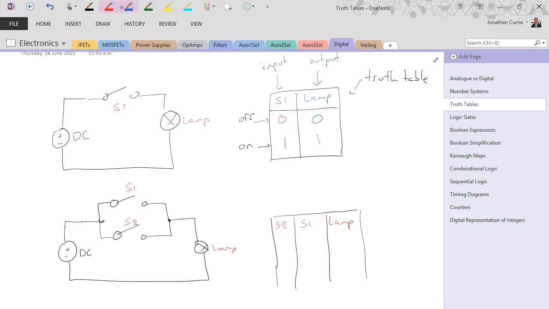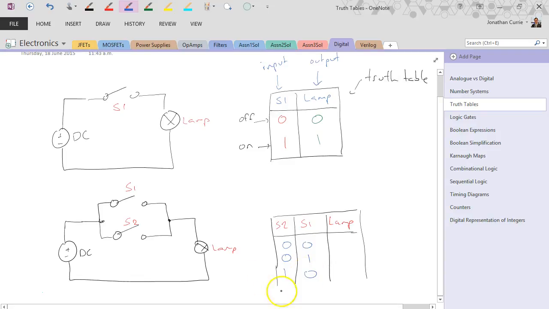Using binary, once again, we can write down all the possibilities of these switches being open and closed. It's easy for us to articulate given that there's only two switches. S1 open, S2 open; S1 closed, S2 open; S1 open, S2 closed; or both closed. Another way of saying that would be both off or both open, switch 1 closed, switch 2 open, switch 2 closed, switch 1 open, or both closed.